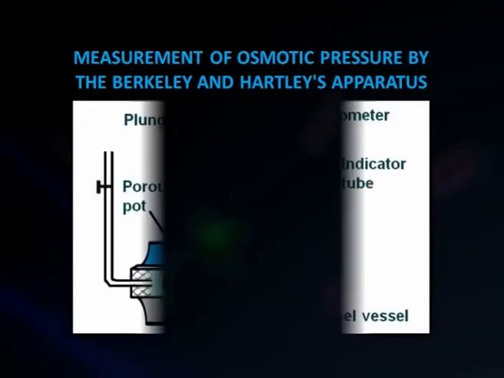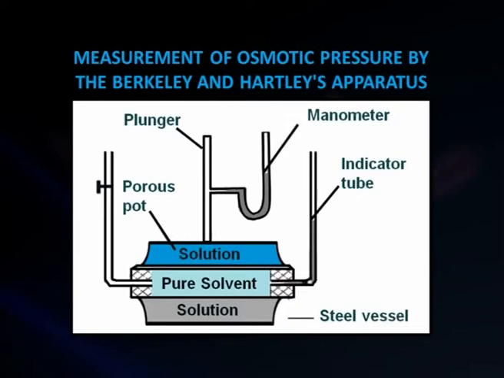The first technique which we are going to discuss is Berkeley's and Hartley's apparatus. The apparatus consists of a strong steel vessel into which a porous pot is fitted. The walls of the porous pot are coated with copper ferrocyanide. The water level falls in the indicator tube. This can be stopped by applying pressure using the plunger. The pressure applied is equal to the osmotic pressure. This can be recorded by using a pressure gauge.